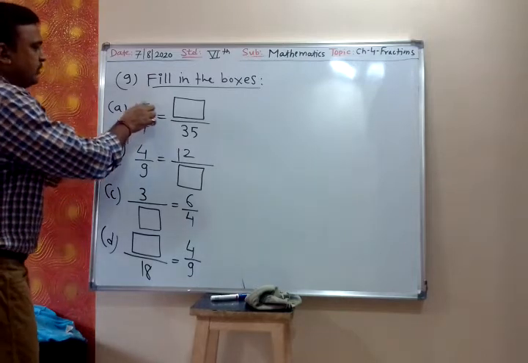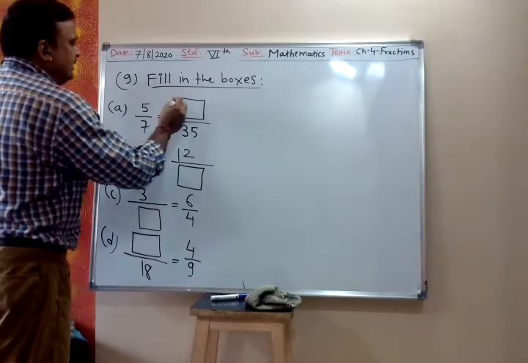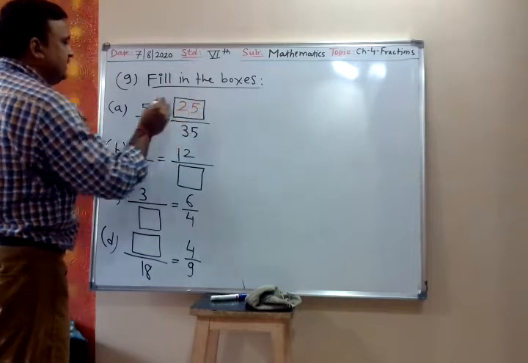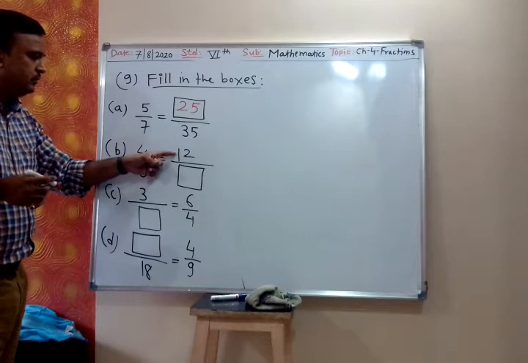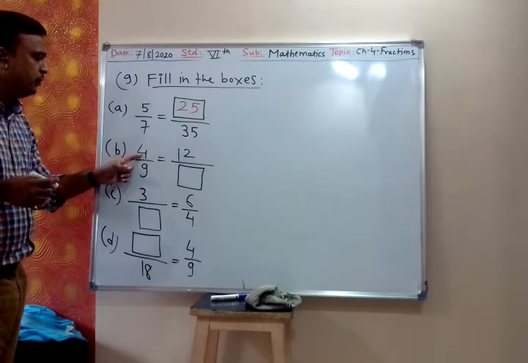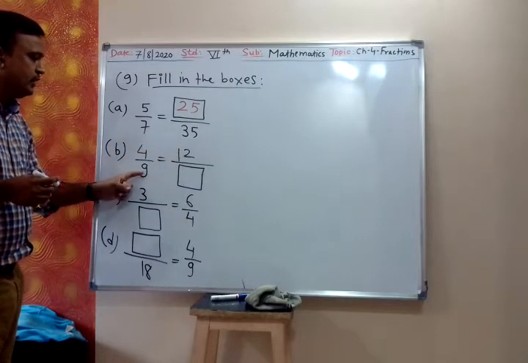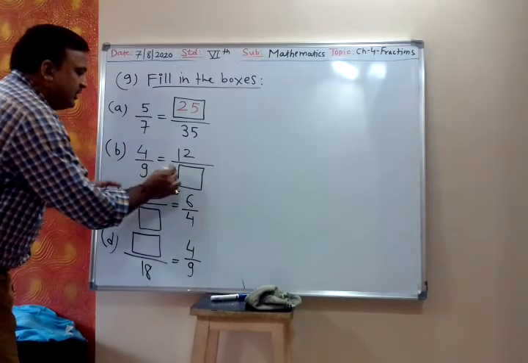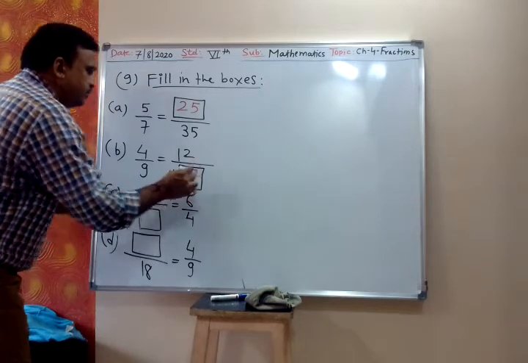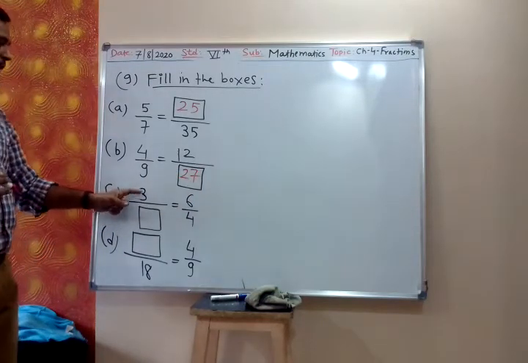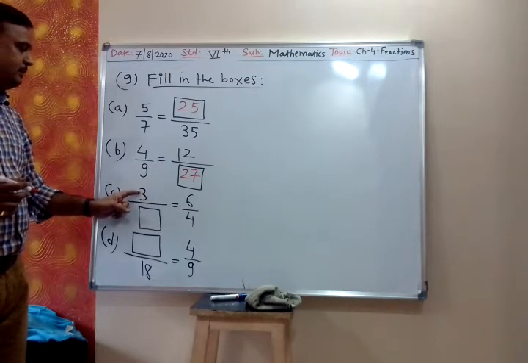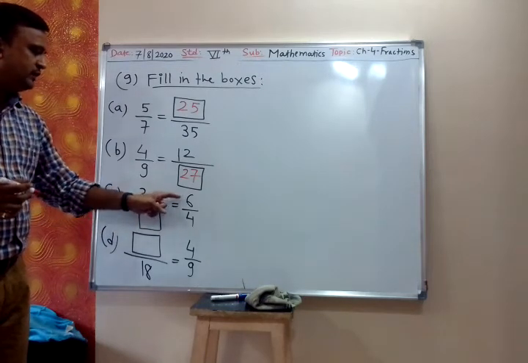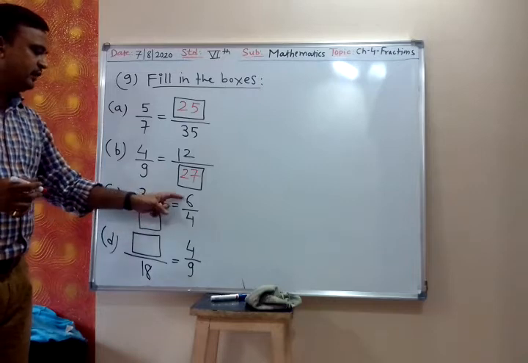So this 5 I have to also multiply by 5. 5 fives are 25. Then 4 becomes 12, so 4 becomes 12 means I have multiplied 4 by 3. So 9 I have to multiply by 3. 9 threes are 27. Then 3 becomes 6. That means we have multiplied 3 by 2. 3 twos are 6.